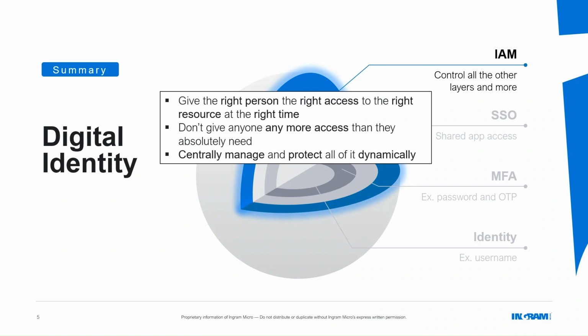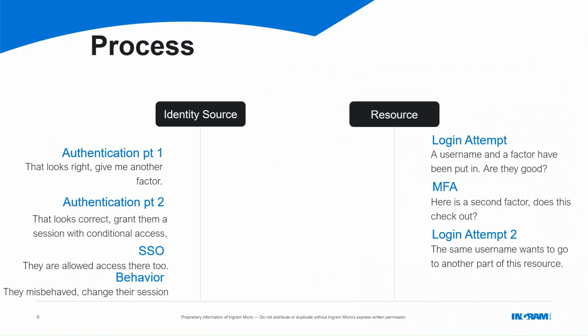Not just we set it up one time, but we watch for behaviors and session policies and that sort of thing. It makes a little more sense what I just said there if we look at the process of authentication. So on our right side, we have a resource that someone is trying to get into. And on our left side, we have an identity source that that resource is trying to access.